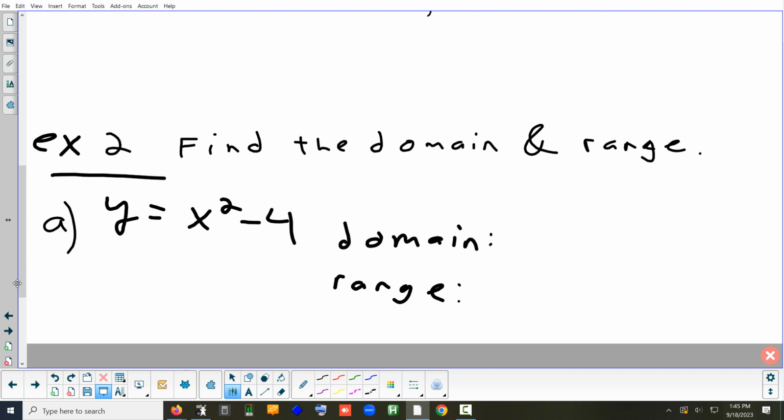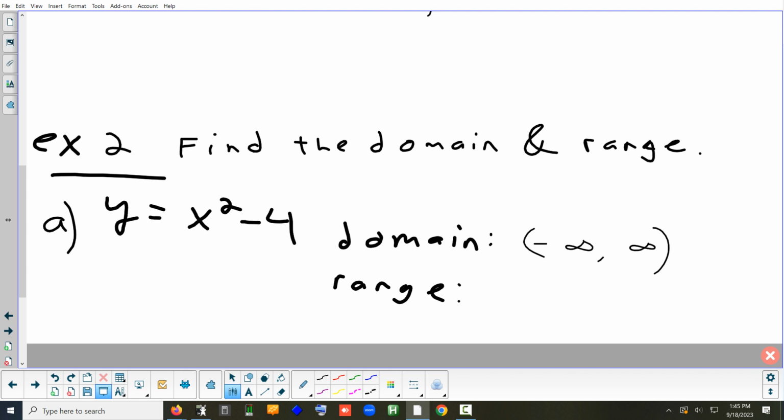Negative infinity. Can you reach that value? No. What's the highest value you can pick? Positive infinity. Can you reach that value? No. So that's how you write all real numbers when that's the answer.